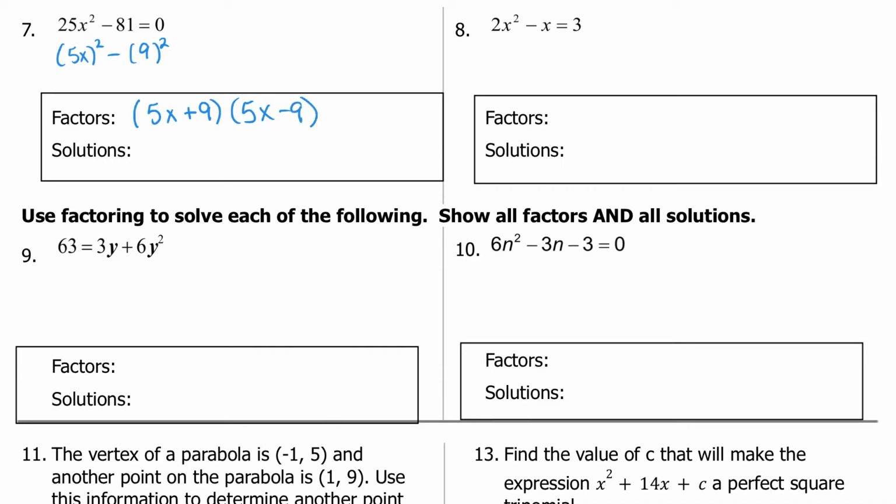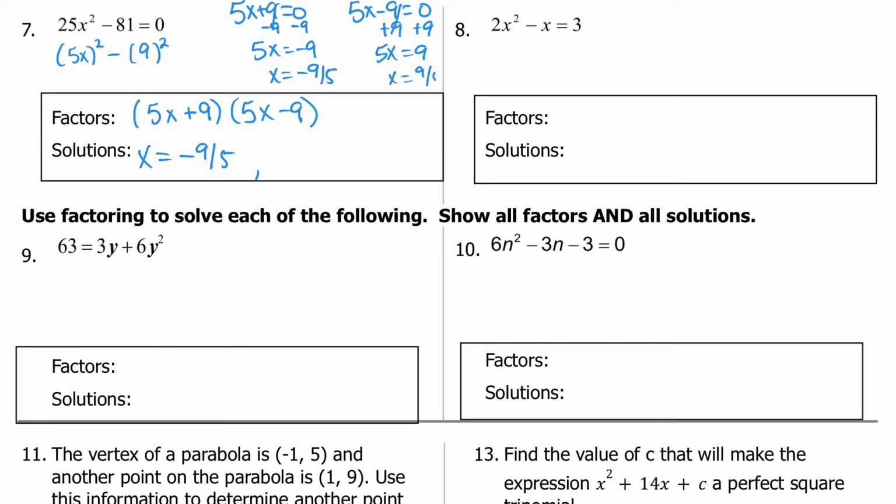Now you would want to set them equal to 0. So I'd take 5x plus 9, set that equal to 0, and take 5x minus 9 and set it equal to 0. So this I would subtract 9. So 5x equals negative 9. And then I would divide by 5. So x equals negative 9/5. So there's one of my solutions. And then over here I would add 9 and then divide by 5. So this would be positive 9 over 5.